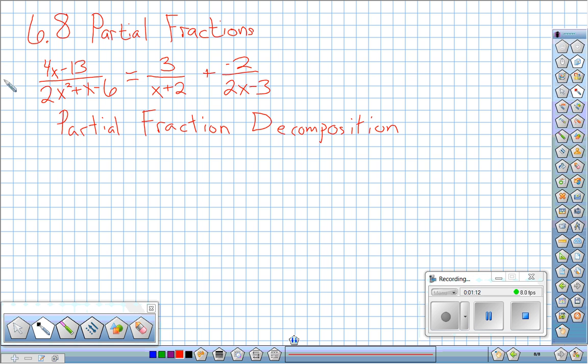So in generic terms, we call the top part of this left-hand side fraction p of x, and the bottom is q of x. What we're going to have to do first is check the degrees. So if the degree of p of x is greater than or equal to q of x, then we will actually do the division.